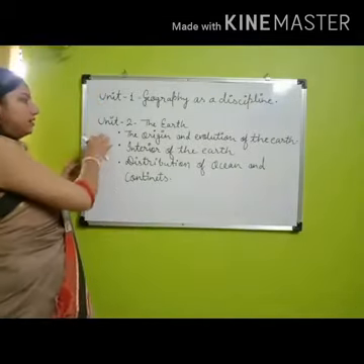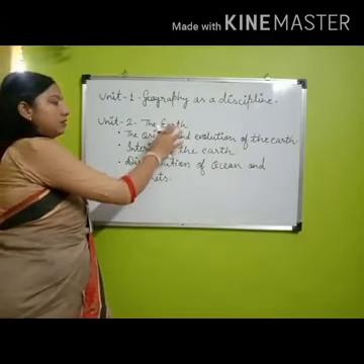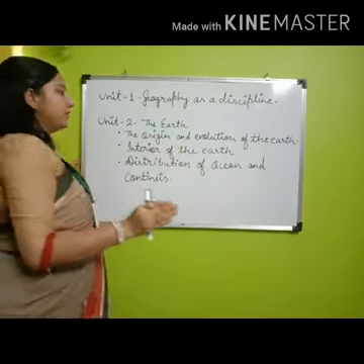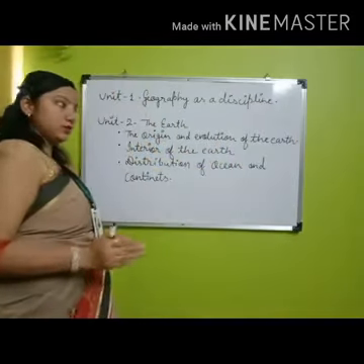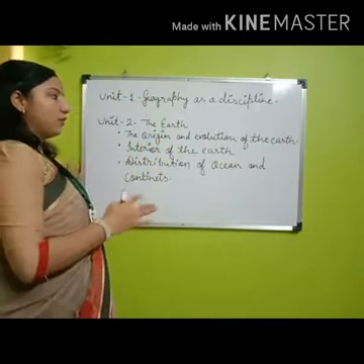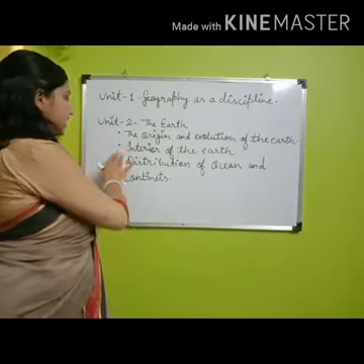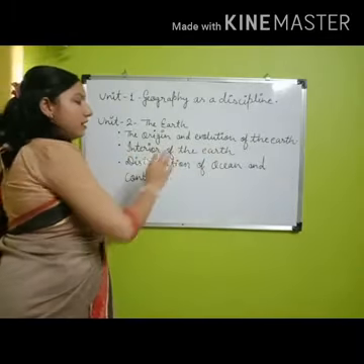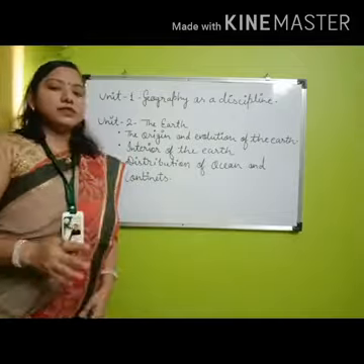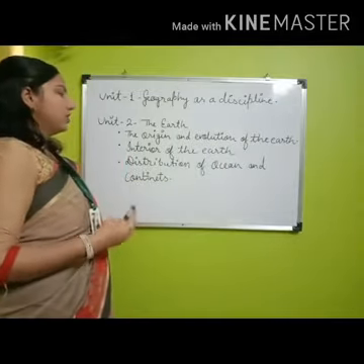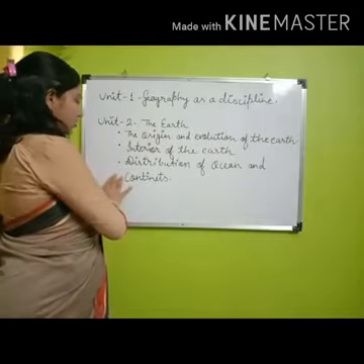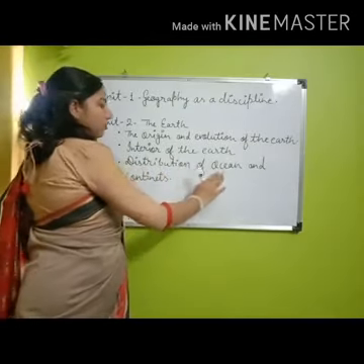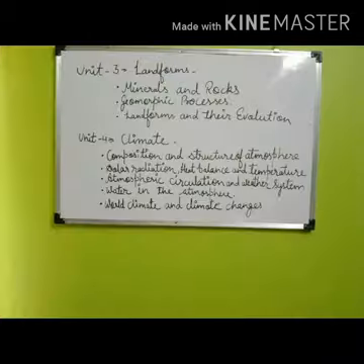Students, the second unit is the Earth. In this unit, we will study the origin and evolution of the Earth, that is to say, the history of the formation of our Earth. The second is the interior of the Earth. In this, we will see what the interior was after formation and what the interior of the Earth is now. And the next chapter is the distribution of oceans and continents.